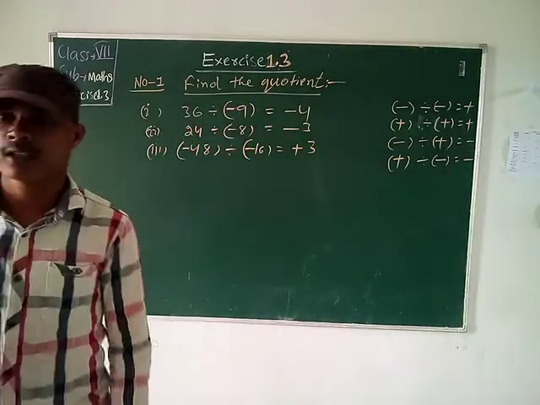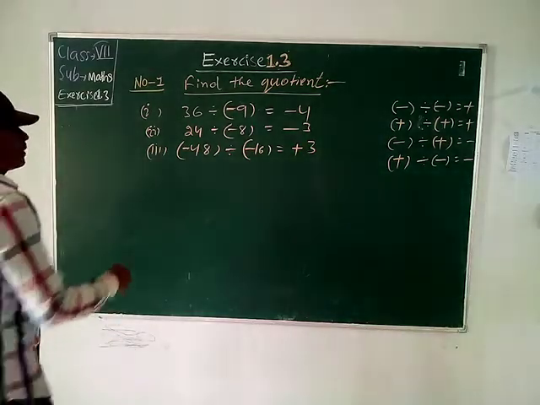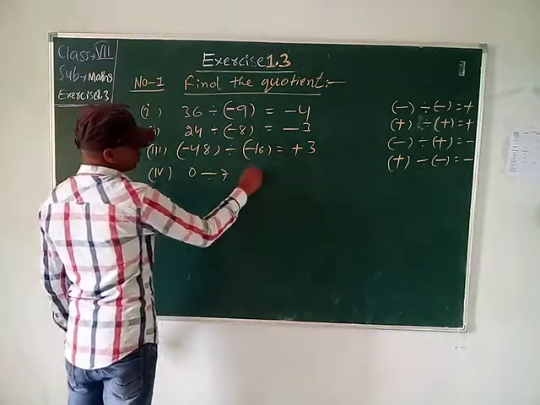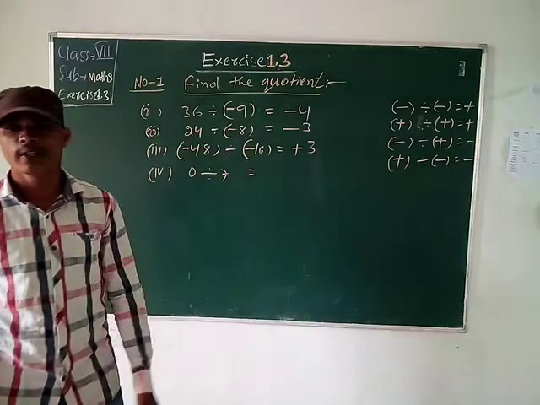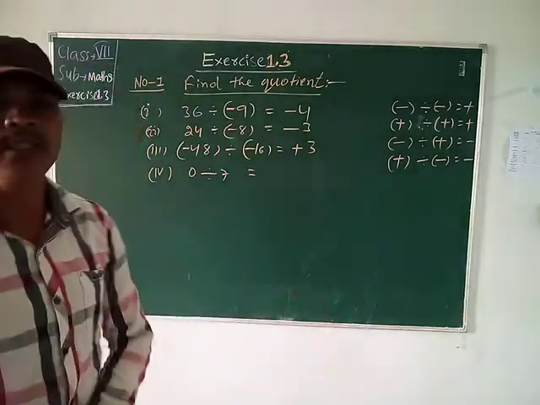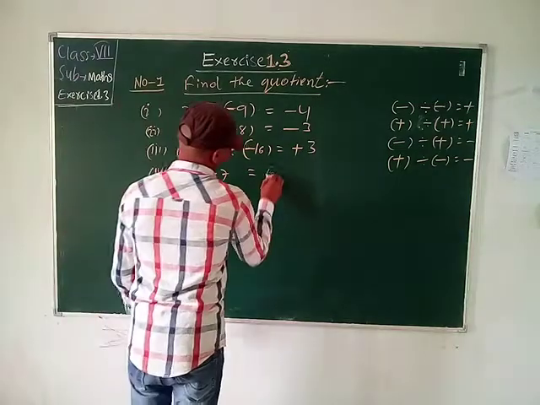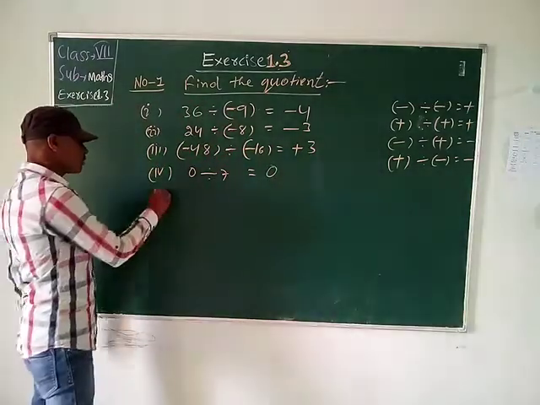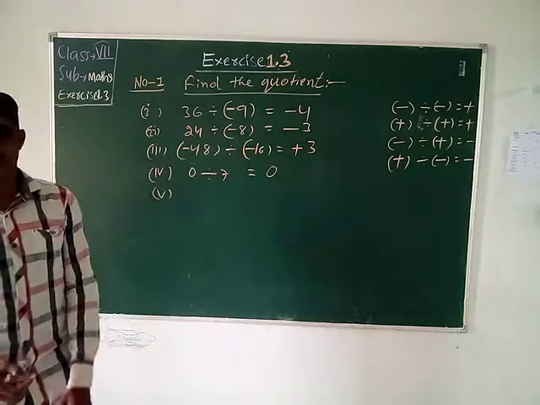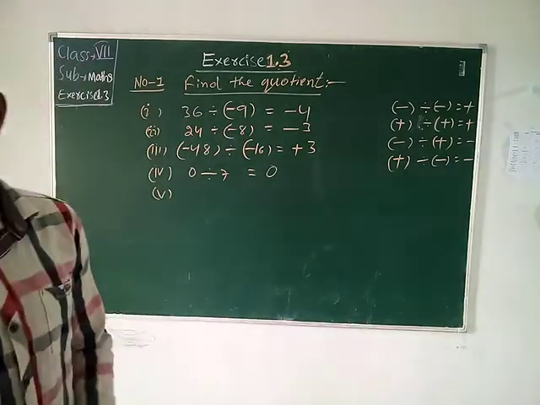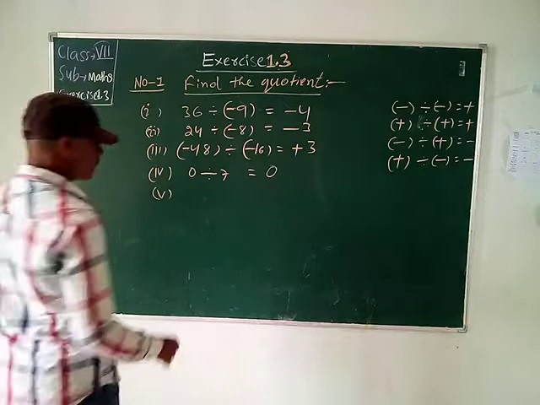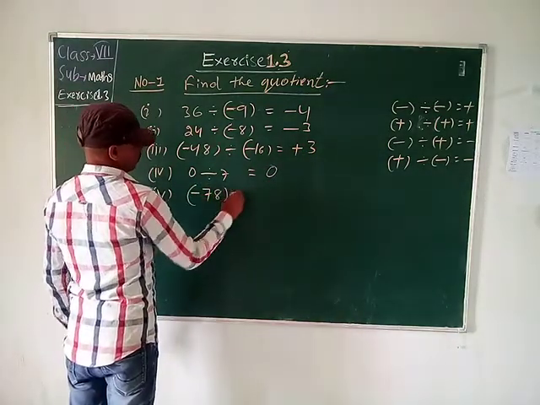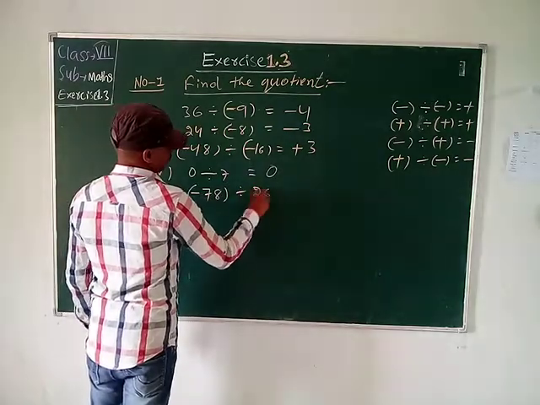Answer is what? 3. Now the fourth part. Fourth part is what? 0 divided by 7 equals what? 0. We know that if you divide 0 by any number, then the answer is always 0. So when we multiply any number by 0, the answer is 0. Now we do the fifth part. What is the fifth part here? Minus 78 divided by minus 26.